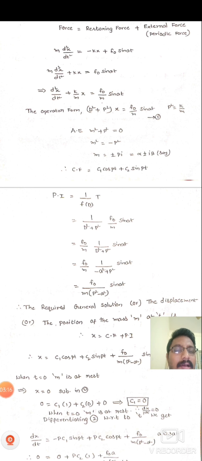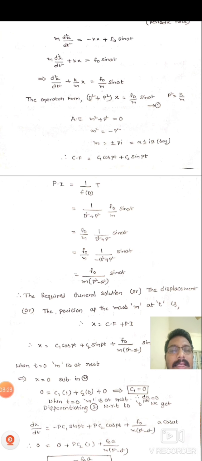The two roots of the auxiliary equation are imaginary roots, which are in the form alpha plus or minus i beta. Thus, we can write the complementary function as c1 cos pt plus c2 sin pt. That is, CF is (c1 cos beta t plus c2 sin beta t) into e power alpha t. But here alpha value is 0 and beta value is p. So we write the complementary function as c1 cos pt plus c2 sin pt.